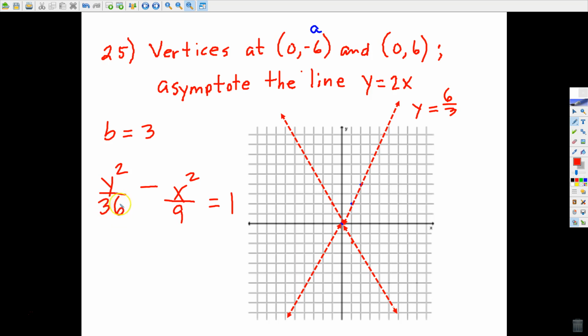This time you're going to go 6 and -6 on the y, 3 and -3. You've already drawn the 2 asymptotes, so you really don't even need the rectangle at this point. So all we're going to do is show this crossing through +6 and -6 on the y-axis, and we'll just draw through those 2 points.